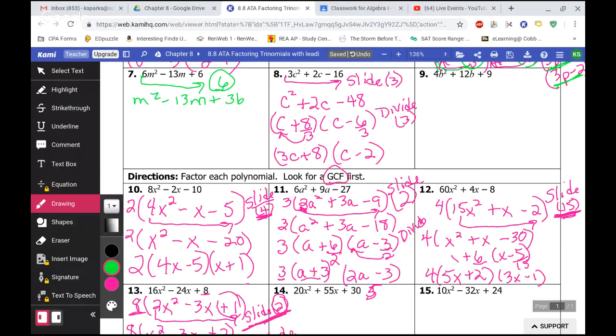Does that make sense? Can you do number 7? Yep.